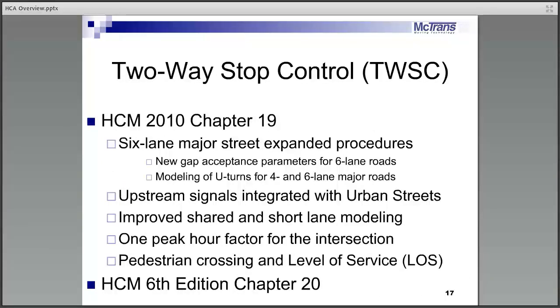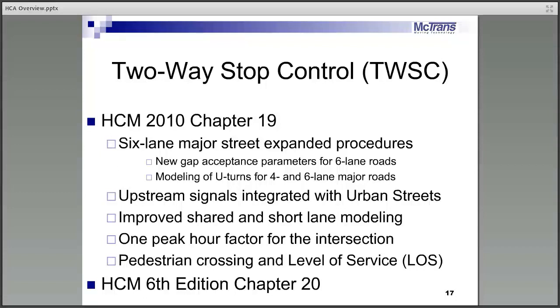Two-way stop control. The ability to model a stop control approach on a 6-lane major road was added in 2010, as were U-turns if you had a 6 or 4-lane major street. Upstream signals were modified to take advantage of what happened in the urban streets procedure with the flow profile, in order to get proportion time blocked in front of the stop control intersection to model the platooning effects of a nearby signal on the access of stop control movements.